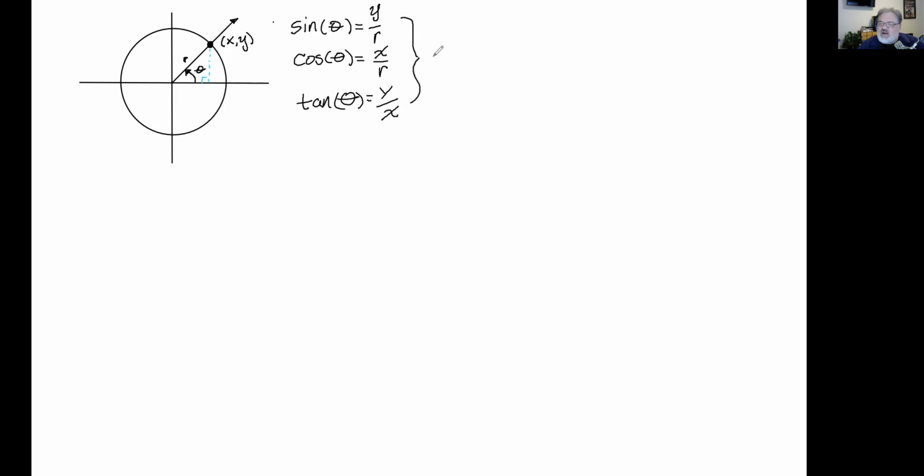If we consider the radius of that circle to be 1, we get to further simplify these a bit. If the radius is 1, then that r is a nice 1, this r is a nice 1, and our sine function is just the y value, as long as our radius is 1. The cosine is the x value. Now the tangent doesn't have an r in it, so it would still be y over x.